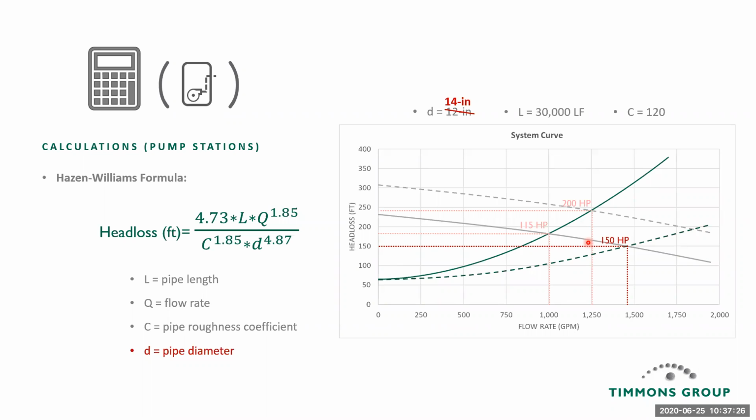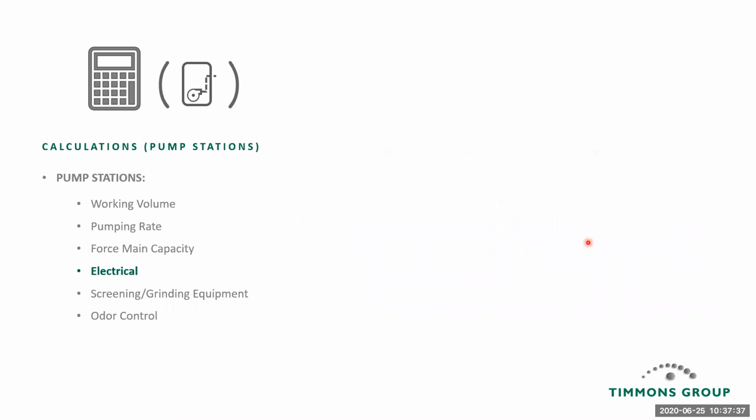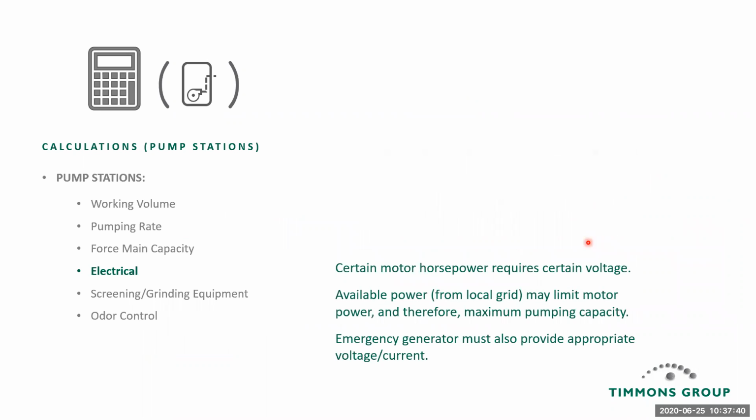And again, this is significant because with the horsepower change comes a change in electrical service, whether it's the emergency generator or the line voltage from the local power grid. Certain motor horsepowers require certain voltage, so the available power can be a limiting factor for a pump station. Now, obviously, available power can be increased by paying for bringing in a more substantial service or possibly replacing the emergency generator, but it is going to be a cost.